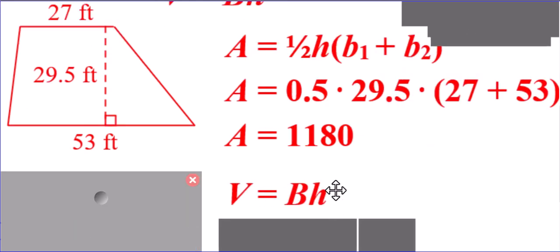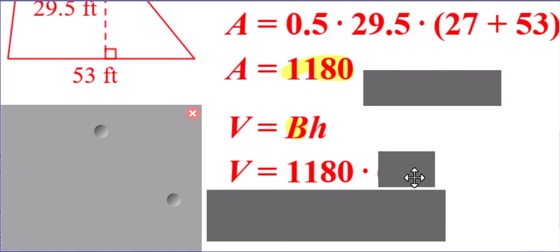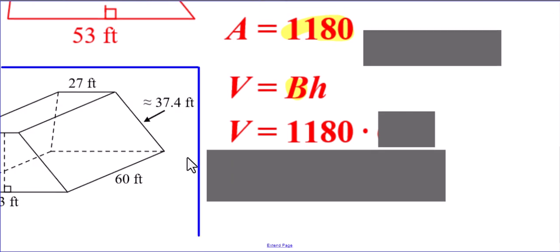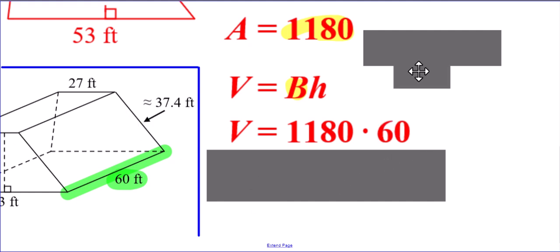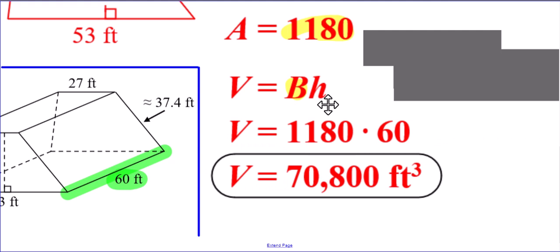Now I can put that in to the volume formula. That will replace my capital B. All right, let's go ahead and put that in, and times the height. What's the line segment that goes between my trapezoids on the original drawing? That would be this guy. That's the line segment that goes between the trapezoid in the front and the trapezoid in the back. So that is your height. Formula, substitute, solve. 70,800 cubic feet, because volume is always in cubic units.